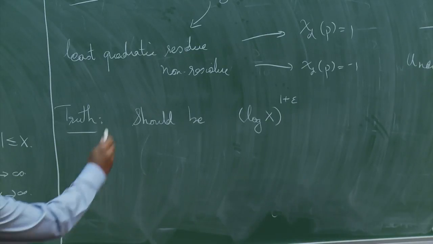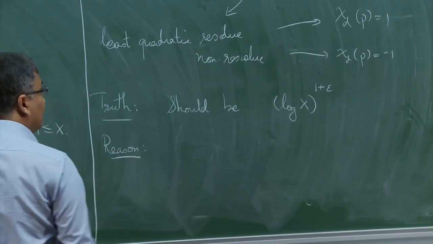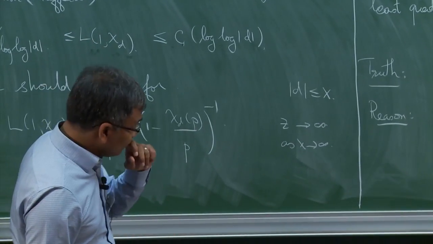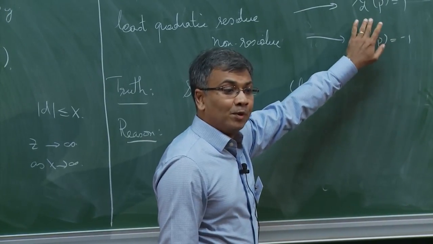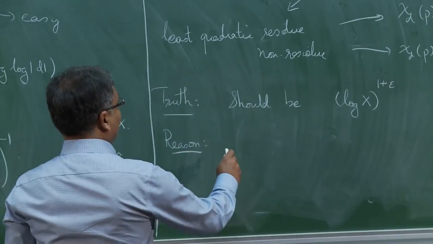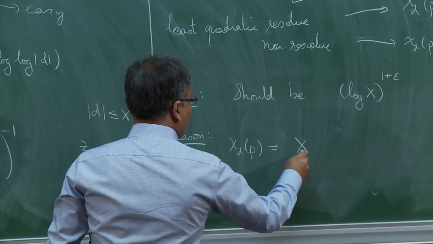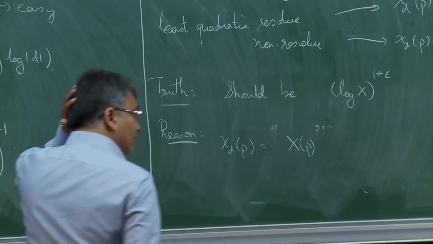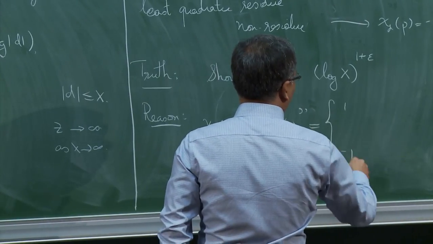And the reason is simply to think of randomness. So each prime p could be plus 1 or minus 1, and it's roughly plus 1 or minus 1 with probability 1/2. So I can think of this chi d of p as being like a random variable xp. And this random variable takes values roughly 1 and minus 1 with equal probability.